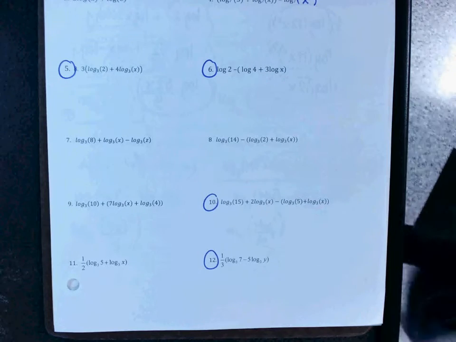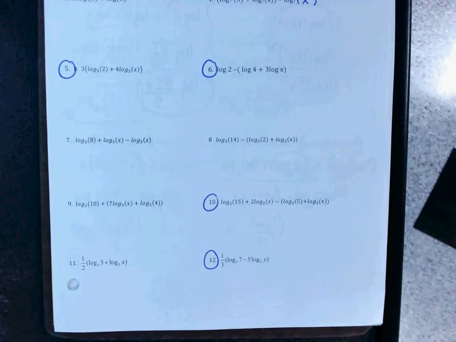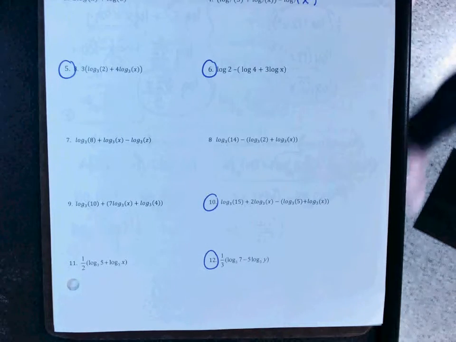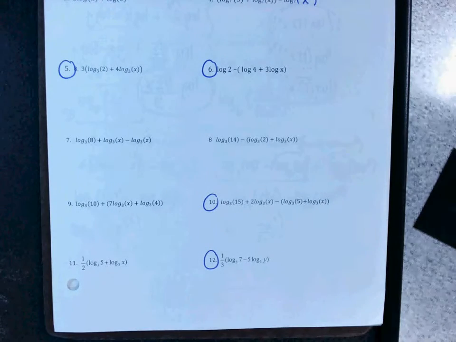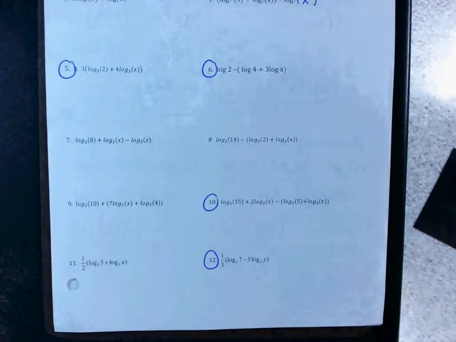That would turn into log of. Yep. And then the notes, I did set that up in my mind. There's a video of them on the YouTube.